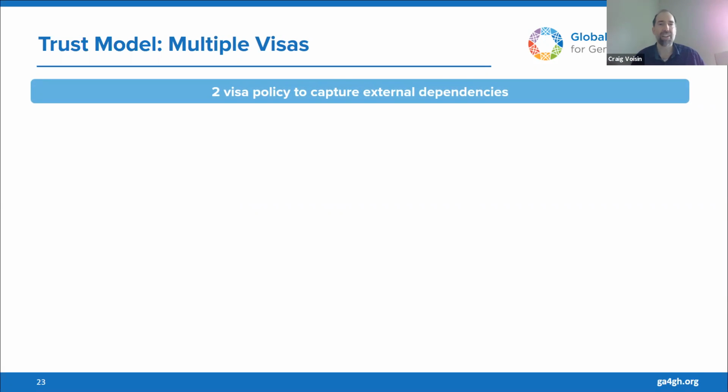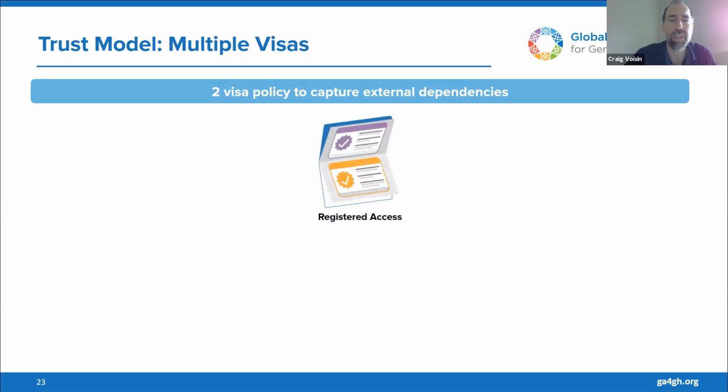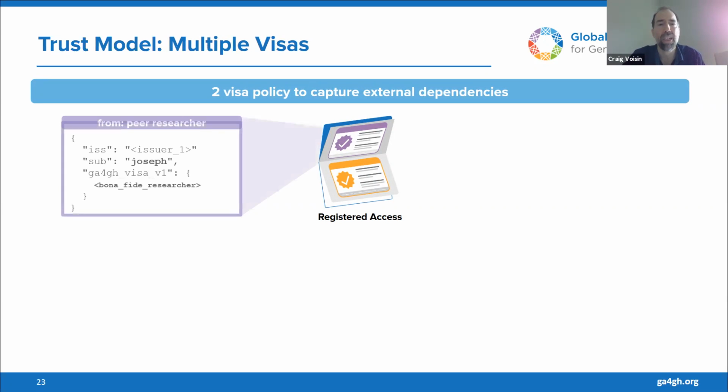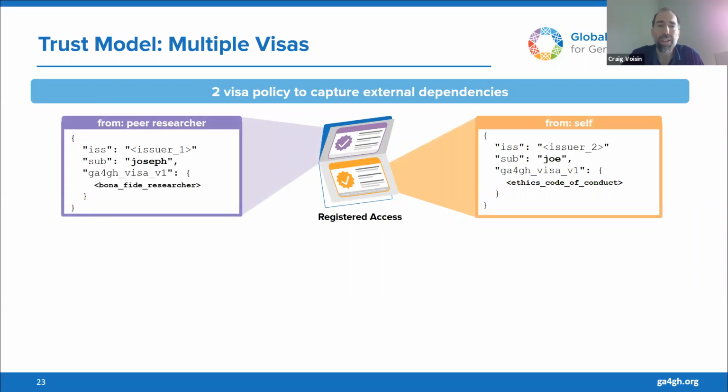So I just want to set the background here. There could be two reasons. One is you could have a policy that needs 2 visas. Registered access is one example. So why do we need 2 visas? Well, let's take a look. One can be to certify, like a peer could have made an attestation that Joseph is a bona fide researcher. That can come from one source stored in one particular system. And on the other side, another attestation can come from the researcher themselves using a different system saying, yes, I agree that I will follow the ethics code of conduct.